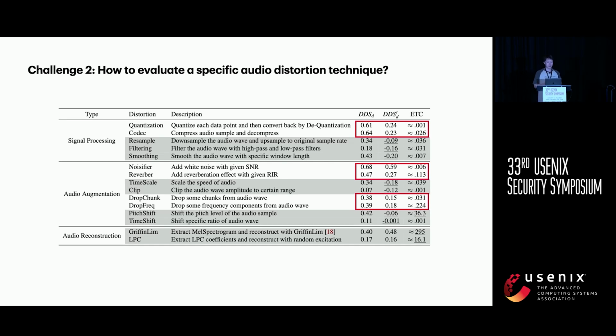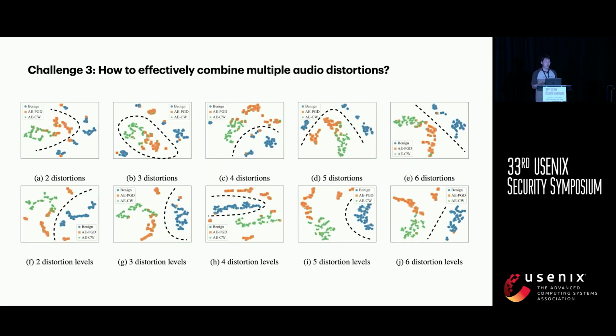Based on these metrics, we evaluate three types of audio distortions: signal processing, audio augmentation, and audio reconstruction. And we can see that some distortions are actually more effective. So now we have evaluated and compared different distortions. The third challenge is: how can we effectively combine them?